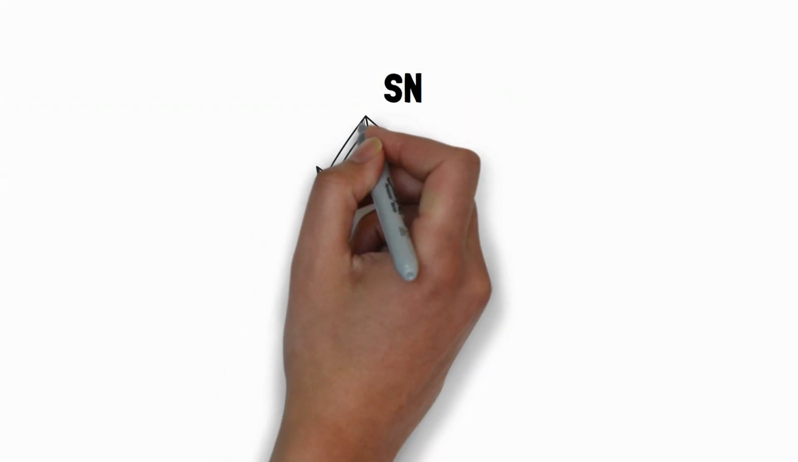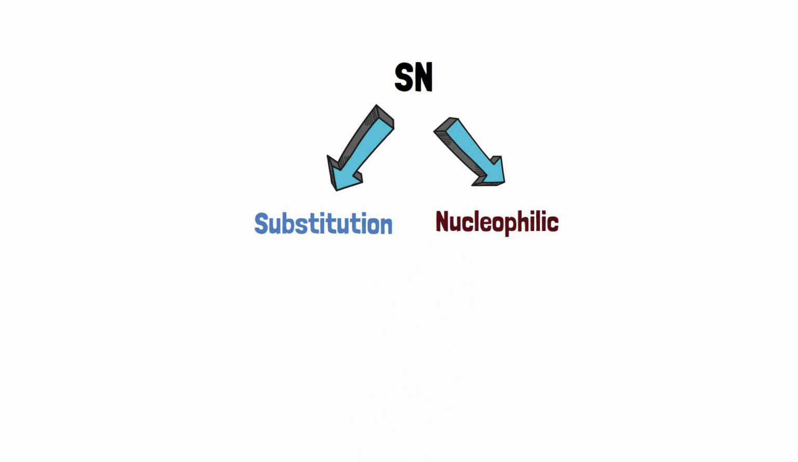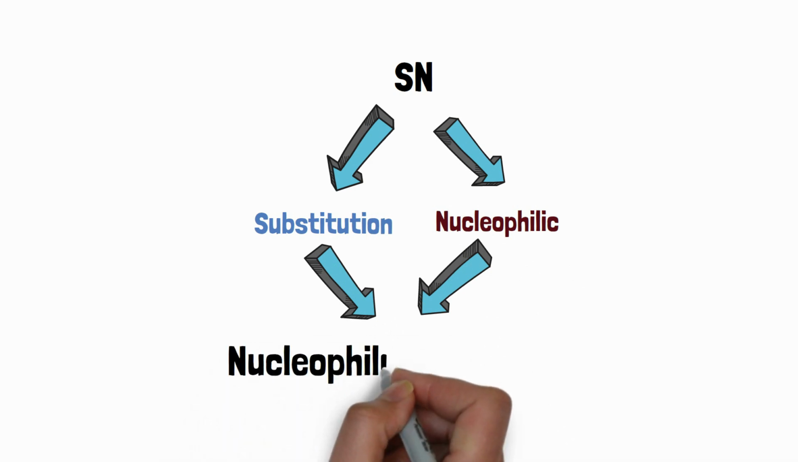First of all, let's not forget to know what the symbols really mean. In the symbol SN, S represents the word substitution, and N represents the word nucleophilic. Therefore, the symbol SN represents nothing but the name of a very important type of organic reaction, nucleophilic substitution.